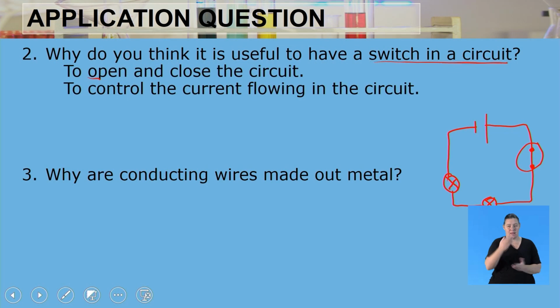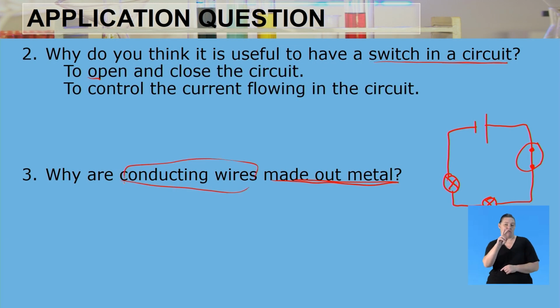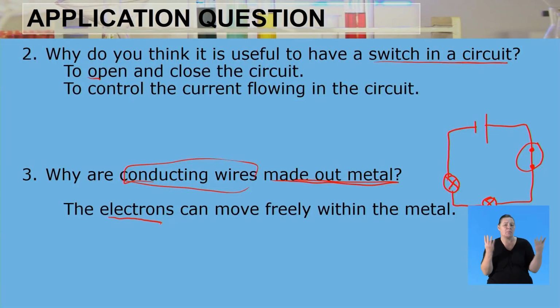So now, the next question is asking, why are conducting wires made out of metal? Why can't you make these conducting wires out of plastic or out of wood? Remember, first of all, metals are conductors of electricity. So why are they conductors of electricity, and why are these wires made up of metal? The reason is, these electrons that are inside the metal, remember that every metal is made up of atoms.